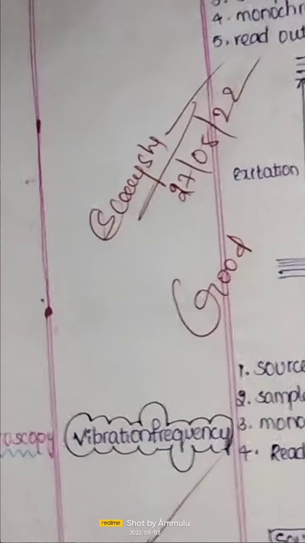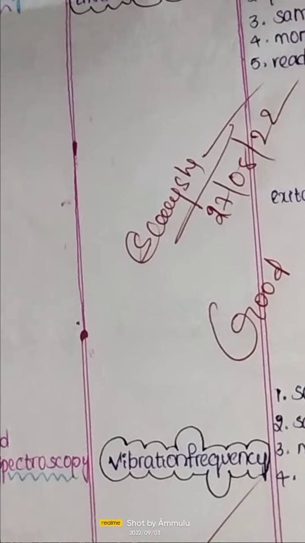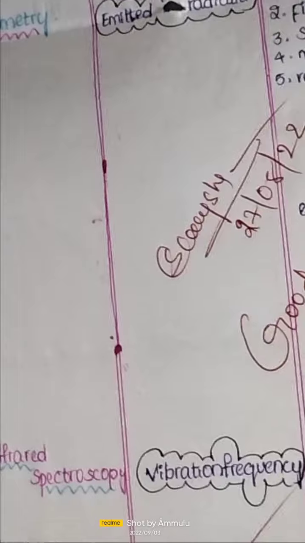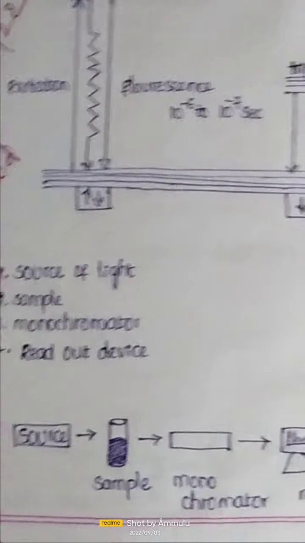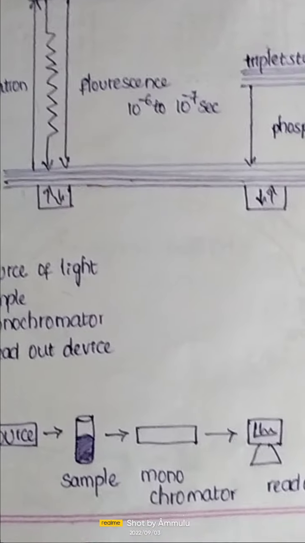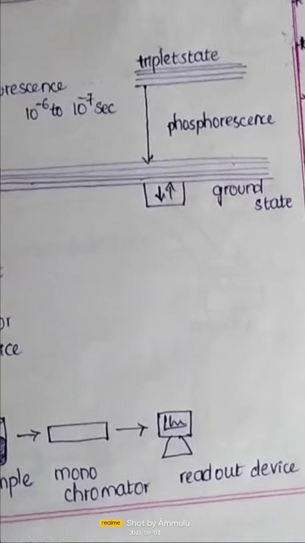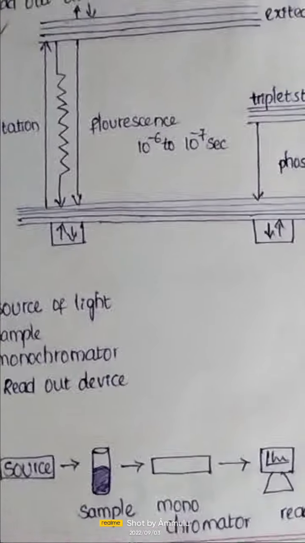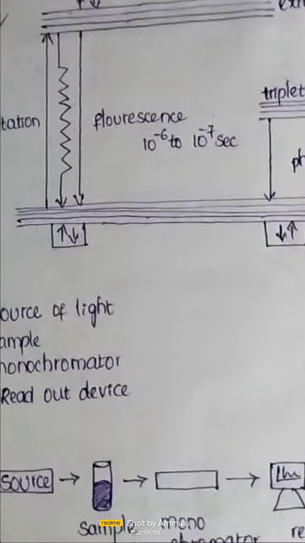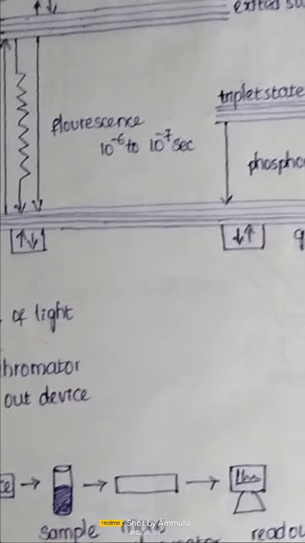Fourth one is infrared spectroscopy. In this infrared spectroscopy, the main principle is vibrational frequency. When the frequency of vibrations changes, the recordings will be changed. So that's why here the source of light is there, sample is there, monochromator is here, and readout devices. A simple instrumentation of this infrared spectroscopy.